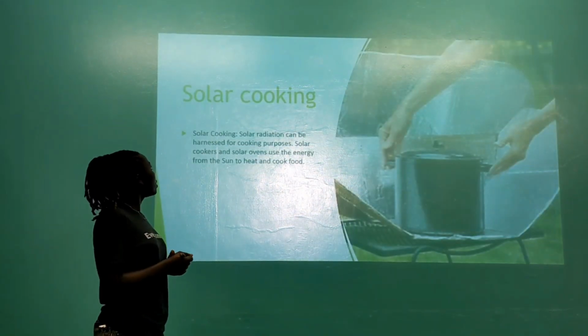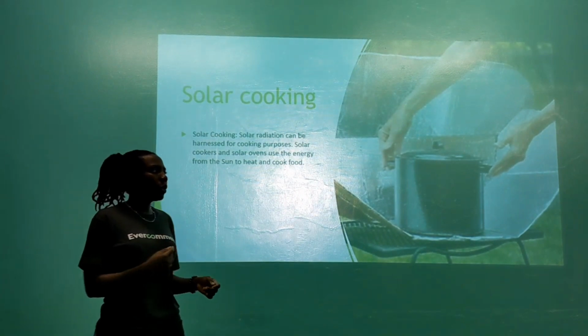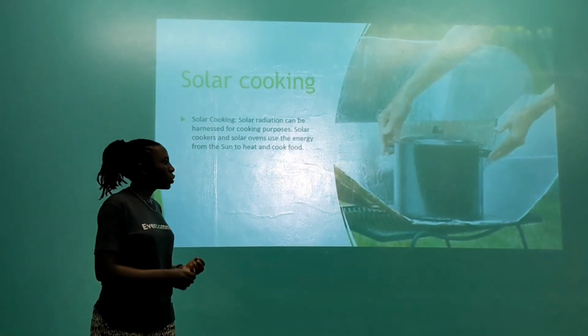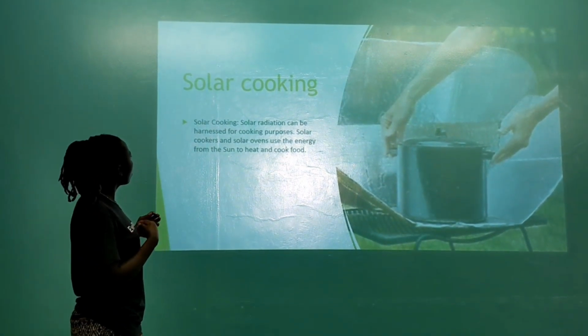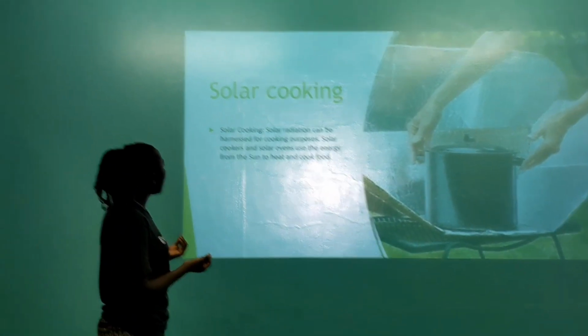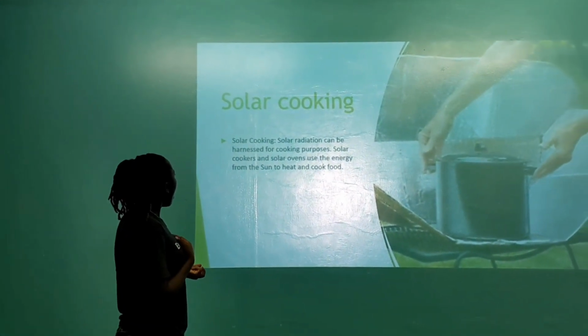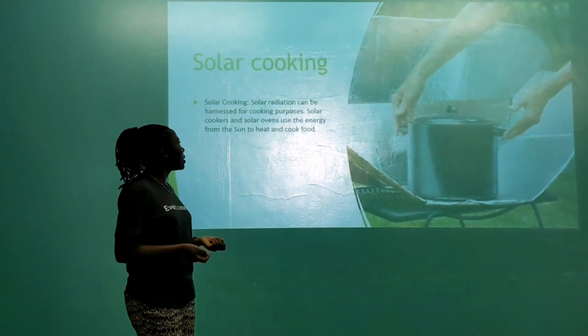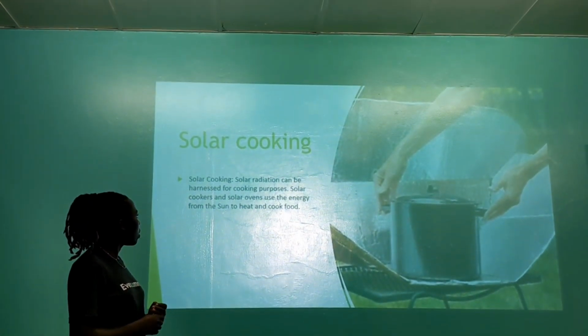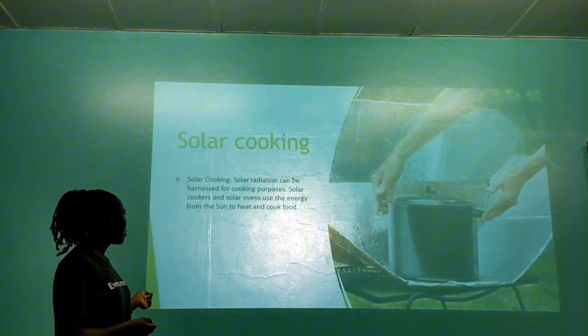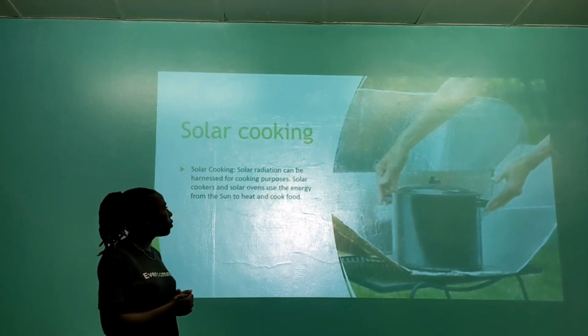And then there is solar cooking. In the application of solar radiation, there is a solar cooker. Solar radiation can be harnessed for cooking purposes. Solar cookers and solar blenders all use the energy from the sun to heat and cook food.